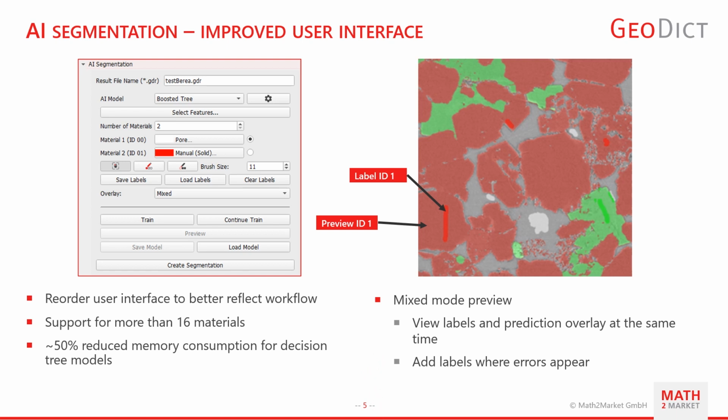And in this mode you can also add new labels, which makes it easy to start with a few labels, compute the preview of what your model would segment, and then add new labels in the areas where errors are obviously visible.